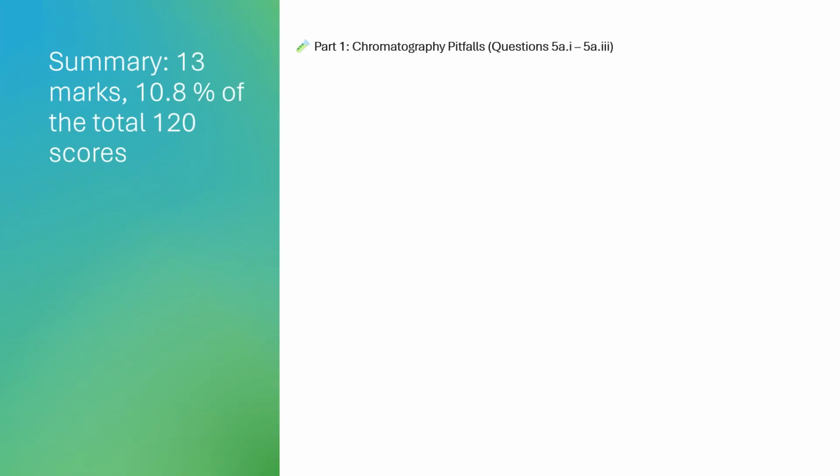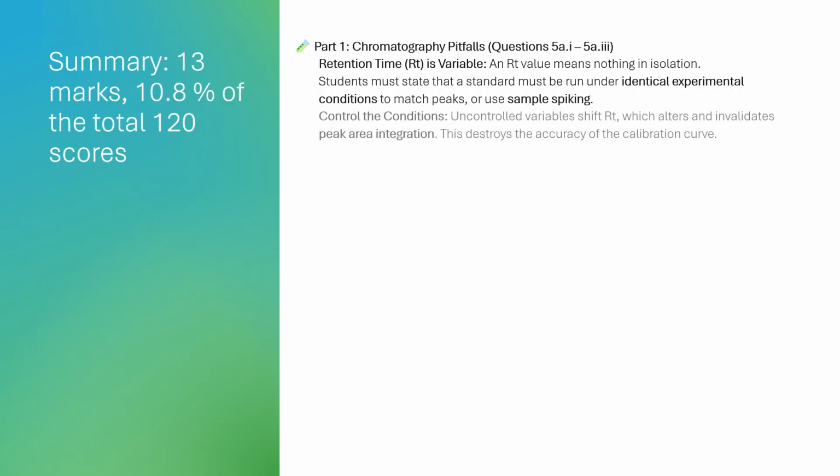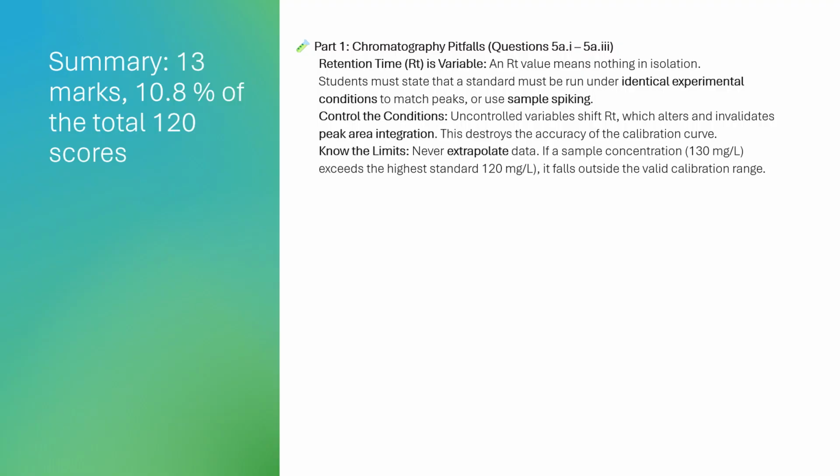Part 1. Chromatography Pitfalls, Questions 5a.1 to 5a.3. Retention time, RT, is variable. An RT value means nothing in isolation. Students must state that a standard must be run under identical experimental conditions to match peaks, or use sample spiking. Control the conditions. Uncontrolled variables shift RT, which alters and invalidates peak area integration. This destroys the accuracy of the calibration curve.